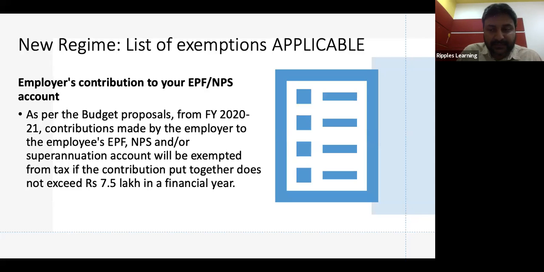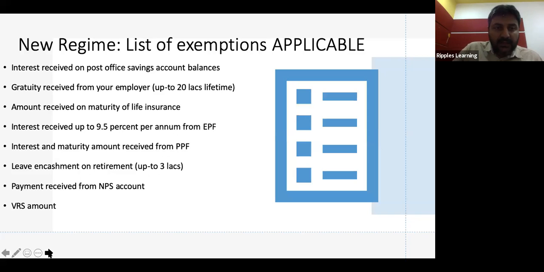Is it clear? Right. But the total net deposits that you are doing per annum should not exceed 7.5 lakhs. It is applicable only for deposits up to 7.5 lakhs. Right? Okay.